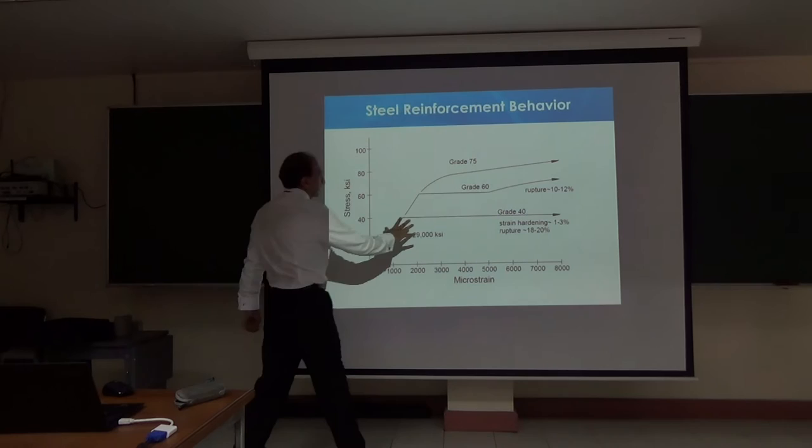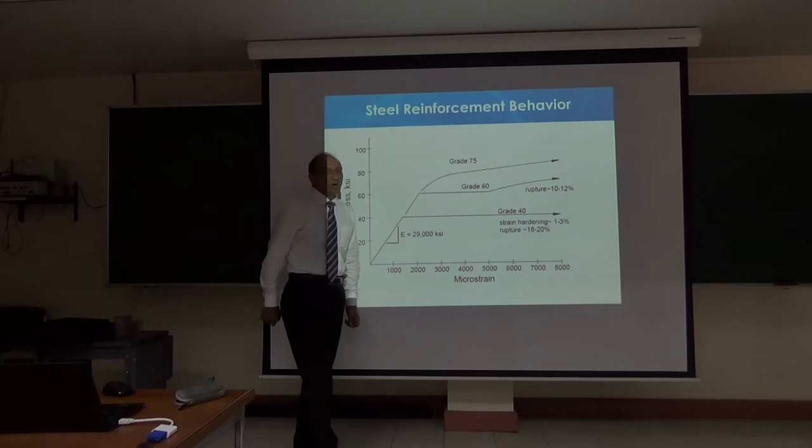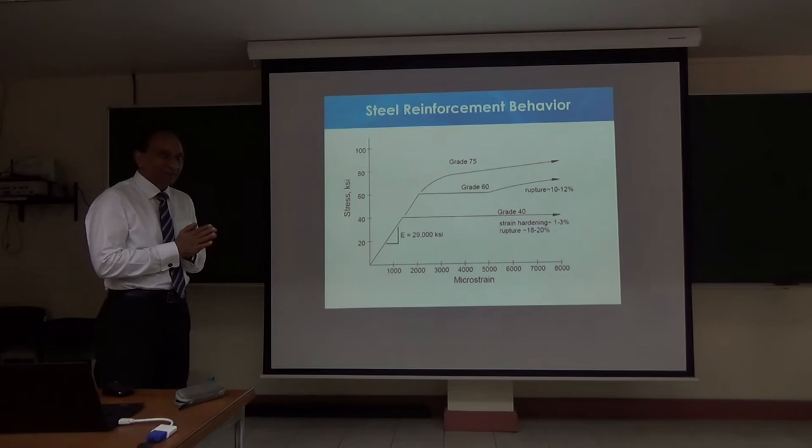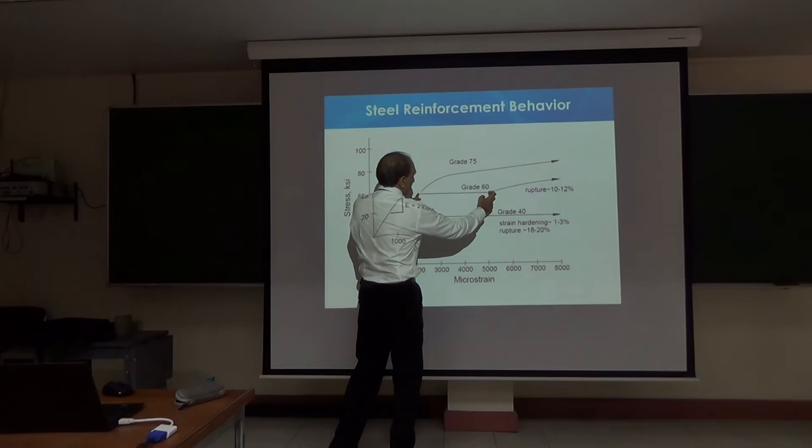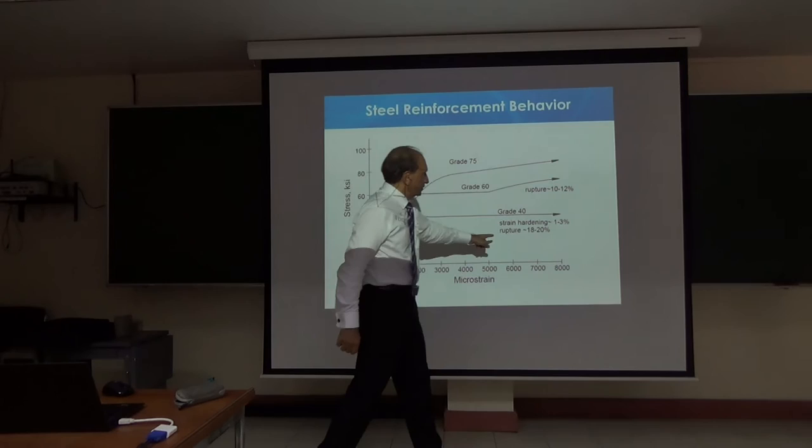This is good, but it's too low. This is optimal. So grade 60 steel is often used as the most appropriate reinforcement in concrete. Right? This is a good compromise between strength and ductility. It has ductility, it has good strength. Grade 40 has the largest ductility. So 18 to 20% here is a lot, which is very, very large.